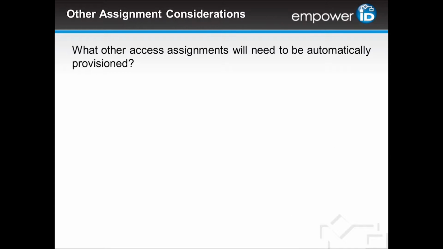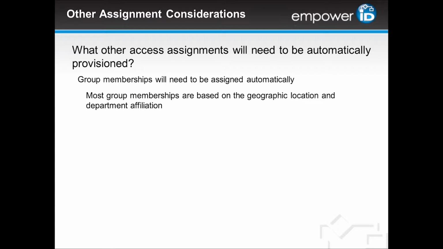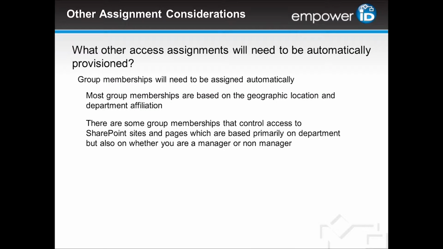Now, other assignments that we'll need to make are our group memberships. They want to be able to assign group memberships easily and automatically based on whatever RBAC structure we have. Now, what we found out was most group memberships are based on geographic locations and departmental affiliations. So I'm in certain groups because I'm in a particular branch. I'm in certain groups because I'm in a particular region or a particular department or division within corporate, those types of things. And then we also have some group memberships that control access to SharePoint sites and pages. And these are also based primarily on department structures, but also on whether you're a manager or a non-manager.